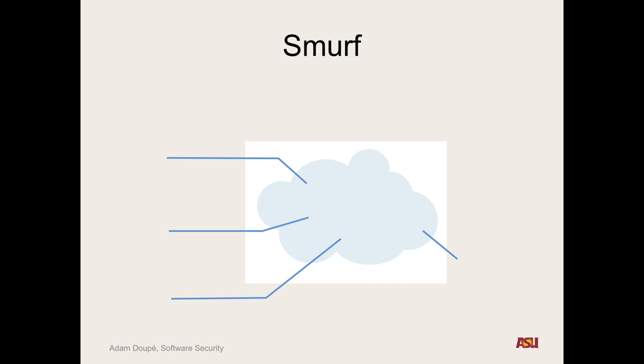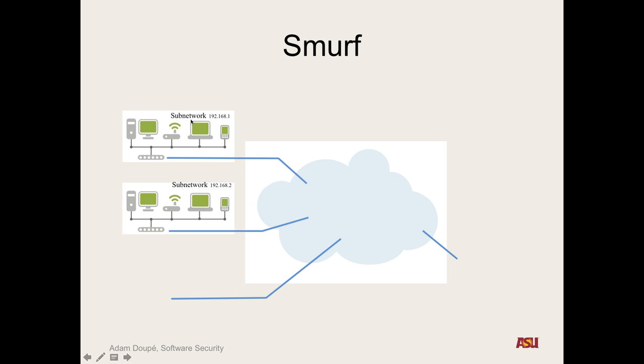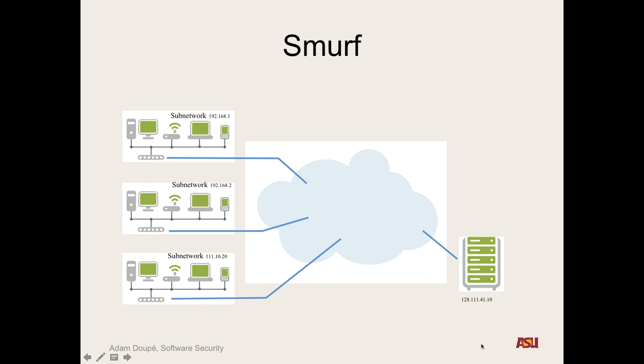Little blue people, right? So the idea of a Smurf attack is, I know about, let's say, 3 subnetworks: .1, .2, .20, different subnetworks. There's a machine I want to take down, this .10 machine. I want to perform a denial of service attack against it, but I'm just one machine, so I usually can't generate enough traffic to take it offline.